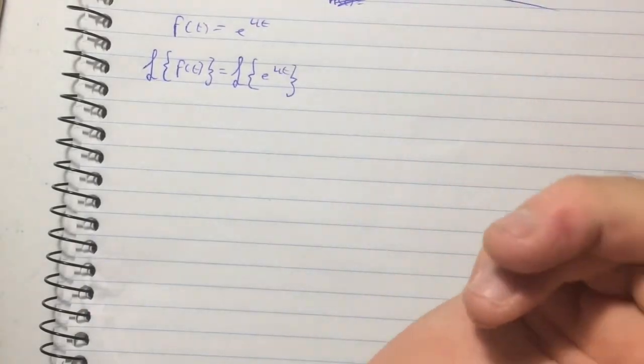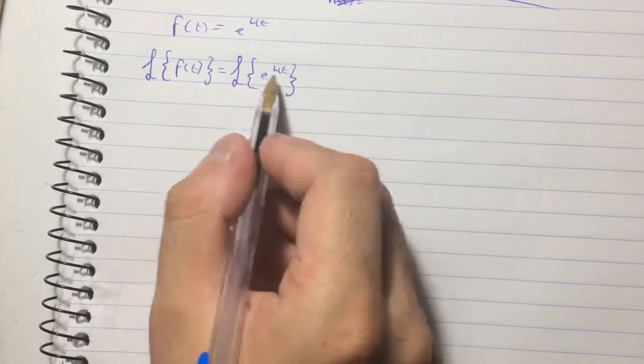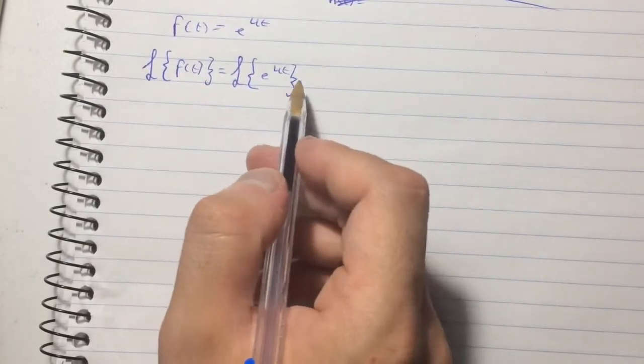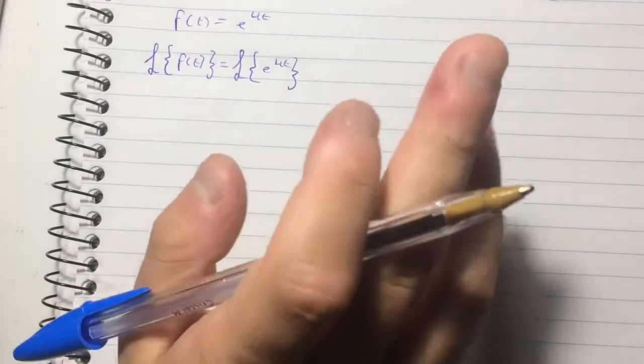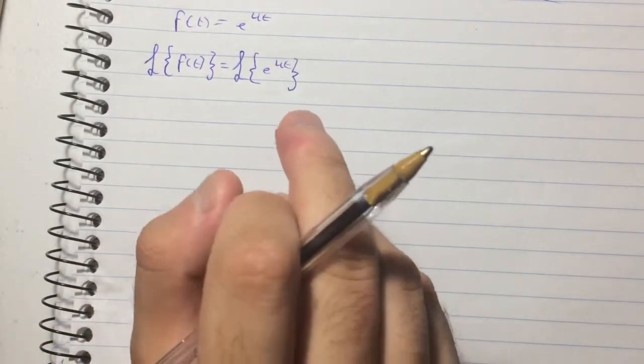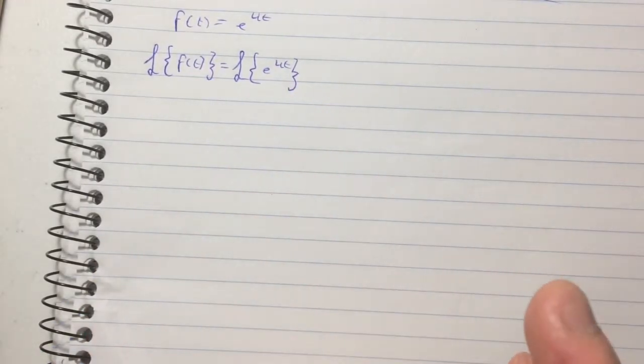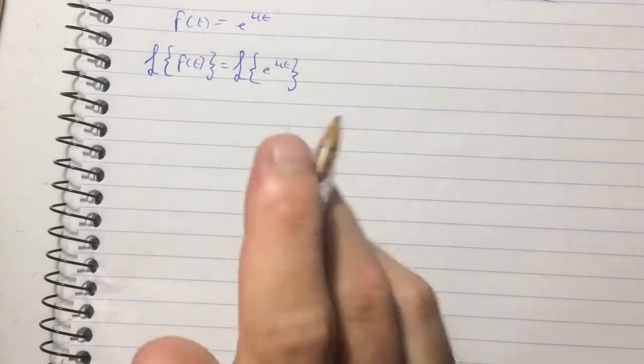And this is just for fun, by the way. This isn't actually something that's pretty common. What if I told you that you had to take the Laplace transform of e to the 4t without using the table? You might have a few ideas on how you would do that, but I'm going to show you one method that works. That's really cool, by the way.